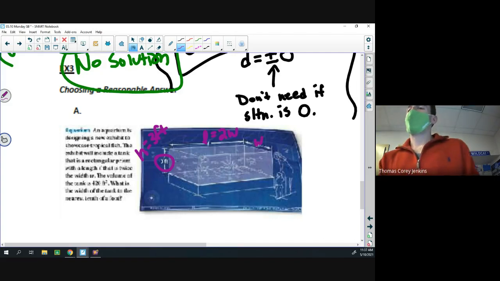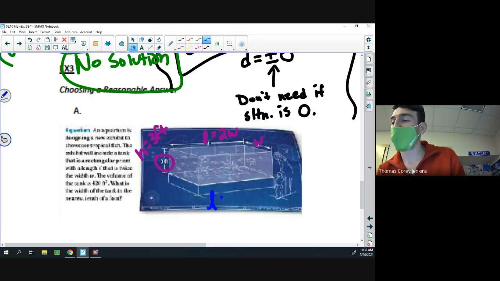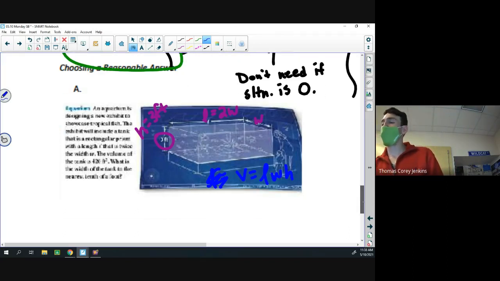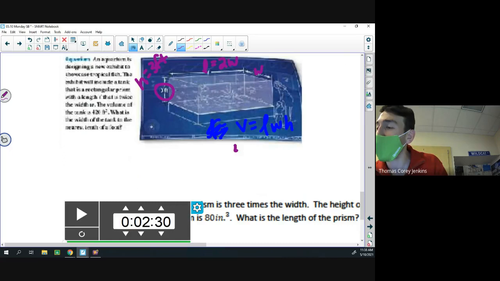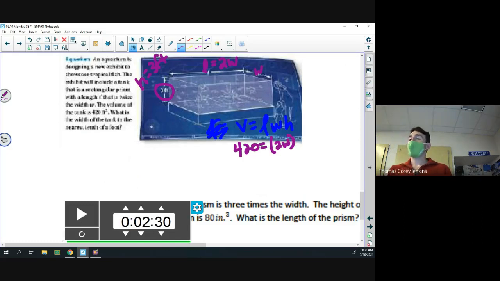To get the volume of a rectangular prism, that's easy. Everybody always knows this one. It's just volume equals length times width times height. You guys all knew that. So let's sub in what they've given us. The volume itself is 420 cubic feet, so I'm going to plug that in over here. The length is equal to 2W, so I'm going to sub in a 2W there. The width, we don't know anything about, so we're just going to keep that as W. And then the height, we can sub in a 3.